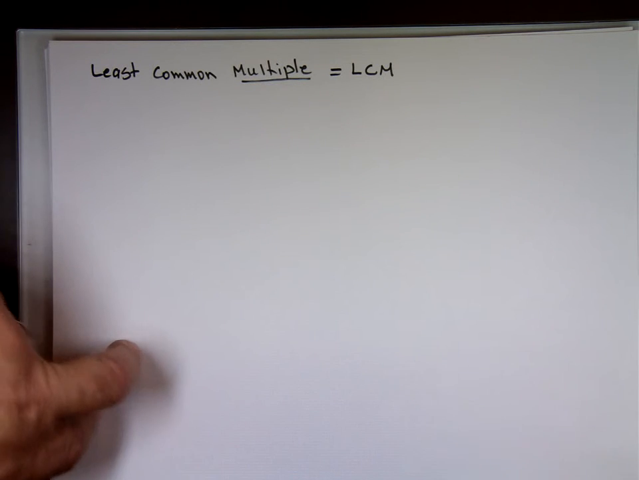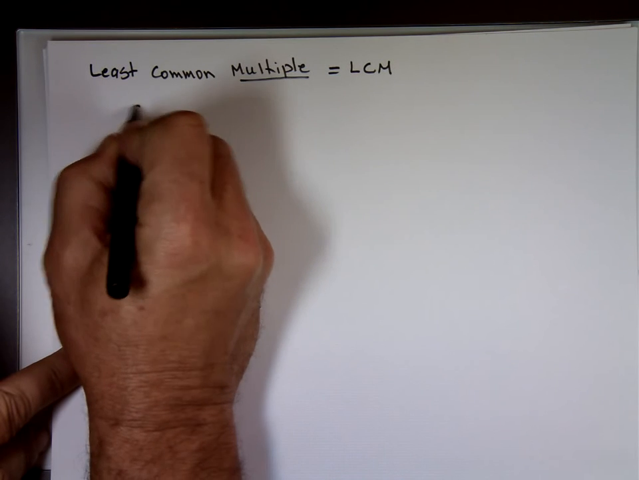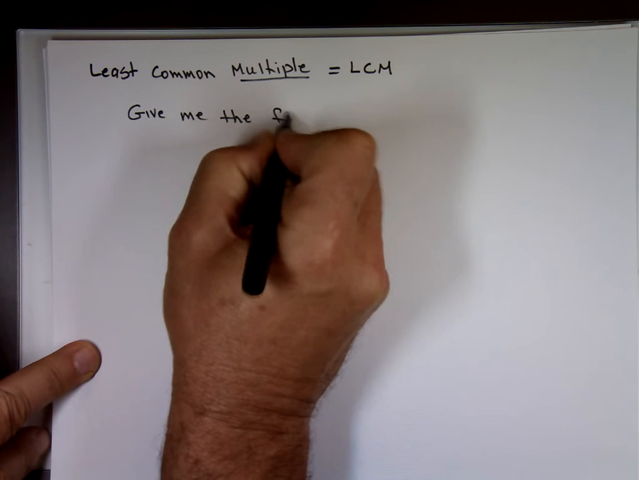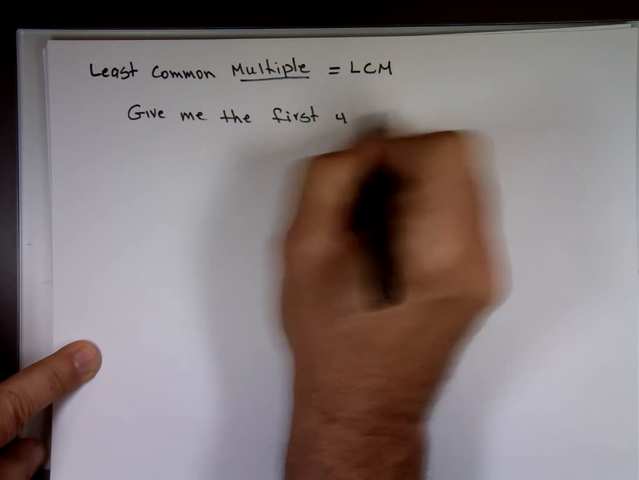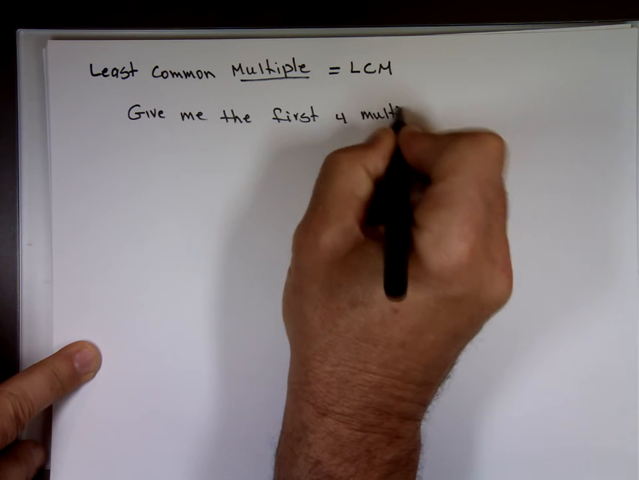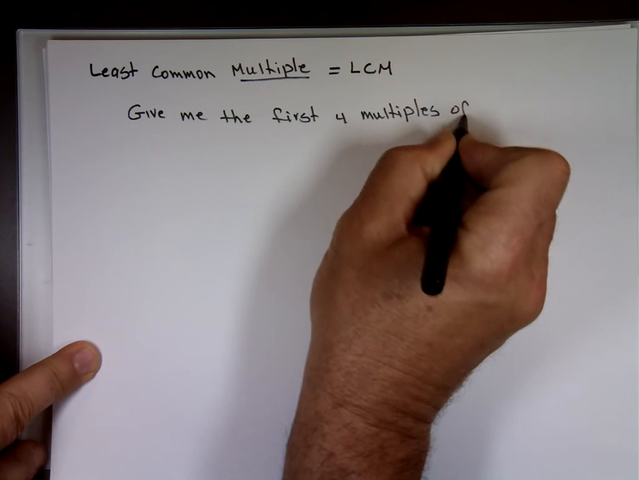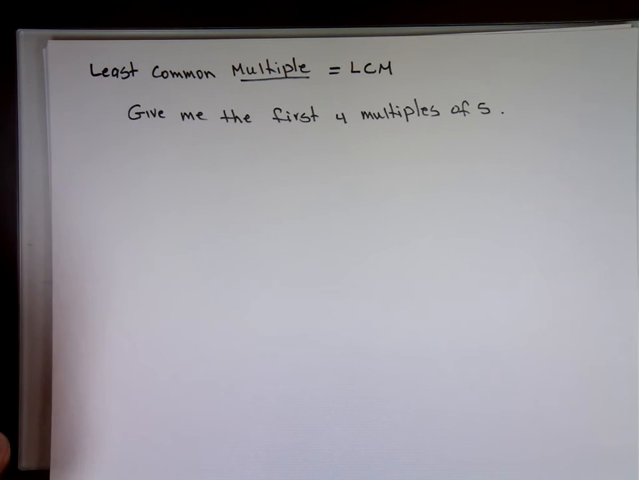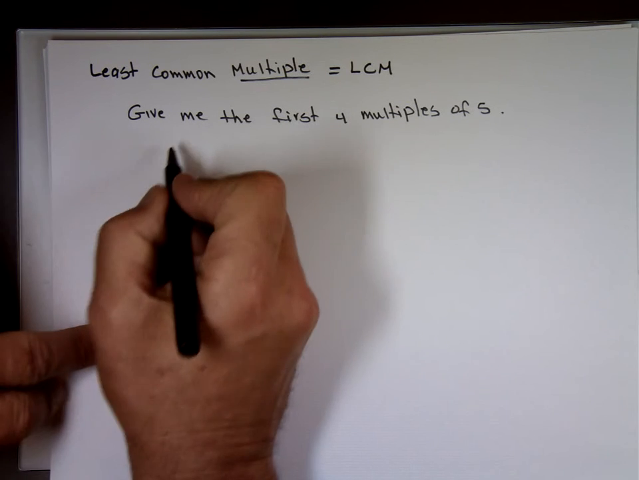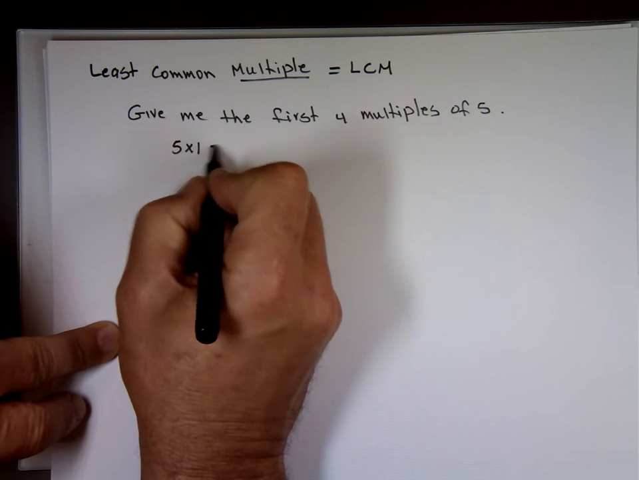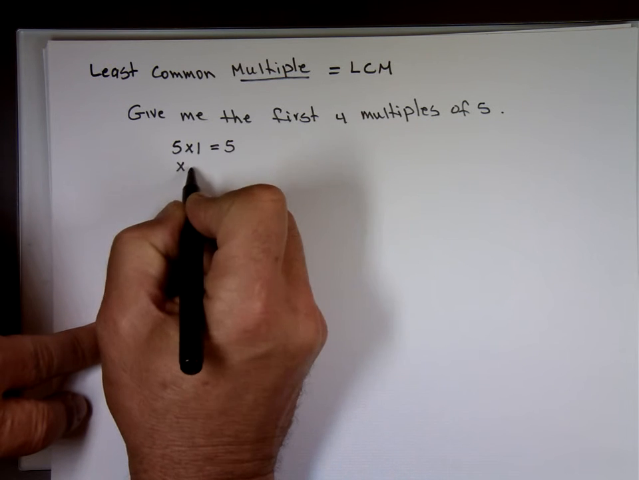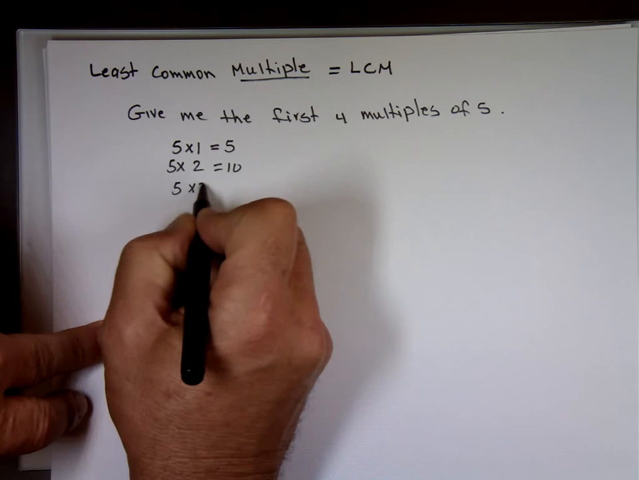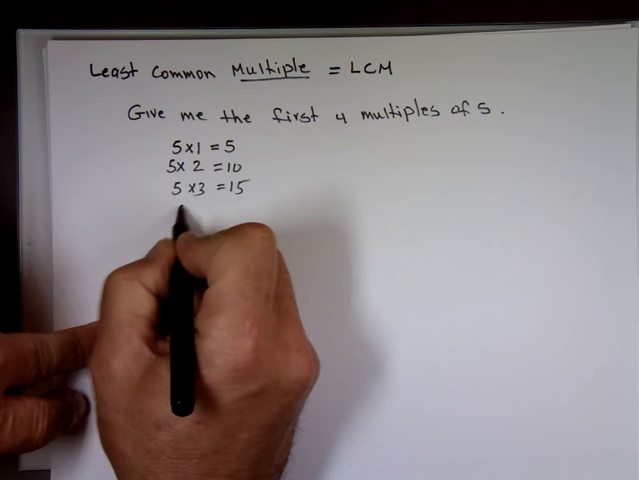So now multiples. If I said to you, give me the first 4 multiples of 5. What are the first 4 multiples of 5? Remember, multiples. What's 5 times 1? 5. What's 5 times 2? 10. What's 5 times 3? 15. What's 5 times 4?